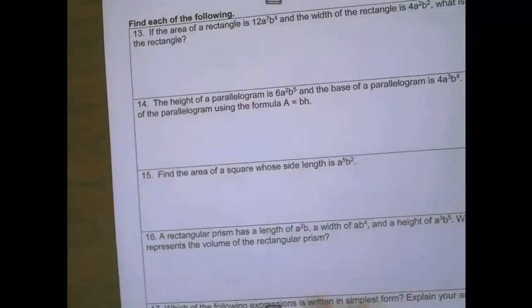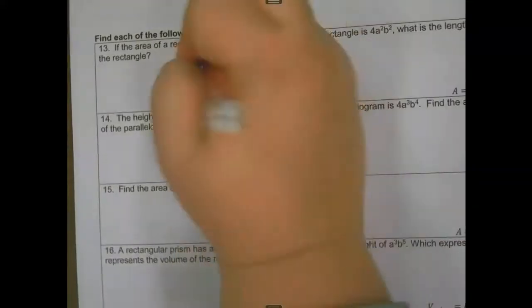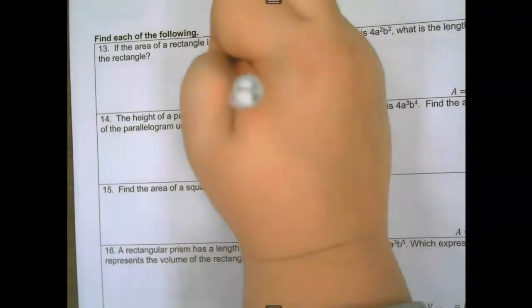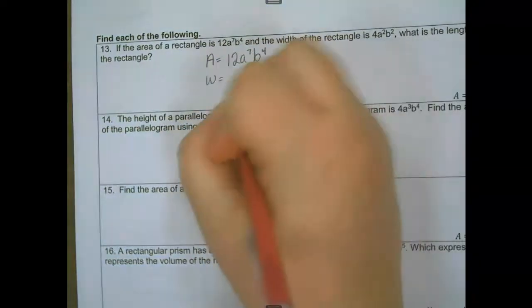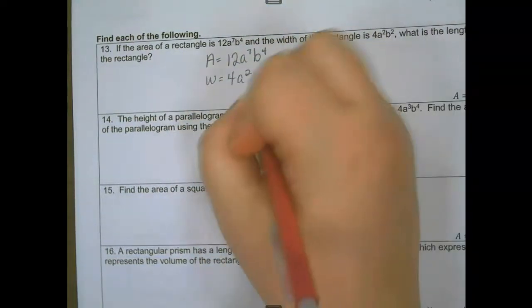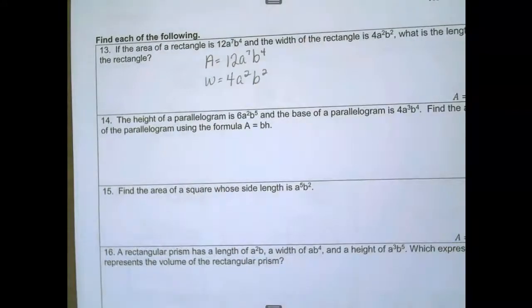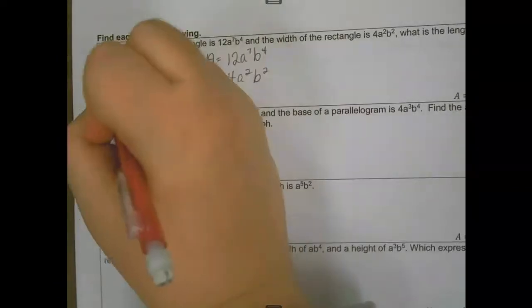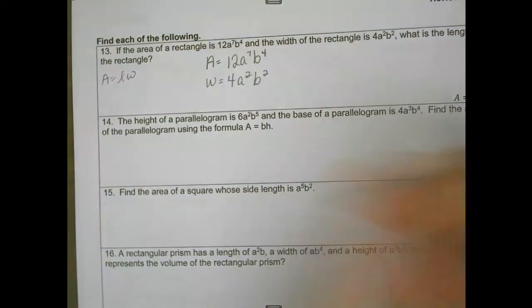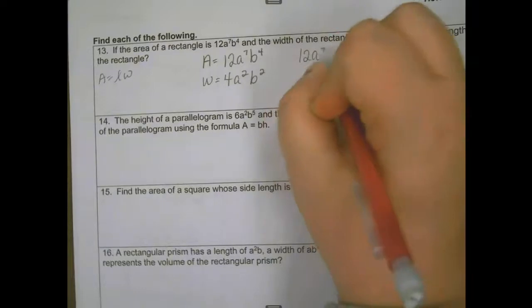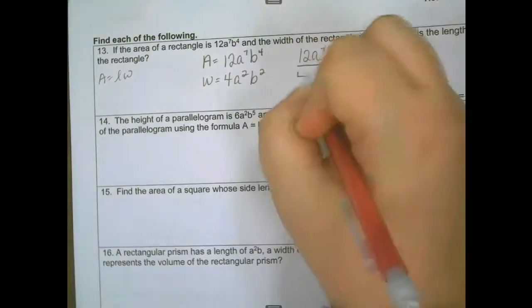All right. Let's look at some word problems. Find each of the following. If the area of a rectangle is 12 a to the 7th b to the 4th, and the width is 4a squared b squared, what is the length? So if I'm given area, then I'm going to divide, because area equals length times width. So to get that length by itself, I would divide both sides by the width. So I'm going to do 12 a to the 7th b to the 4th over 4a squared.